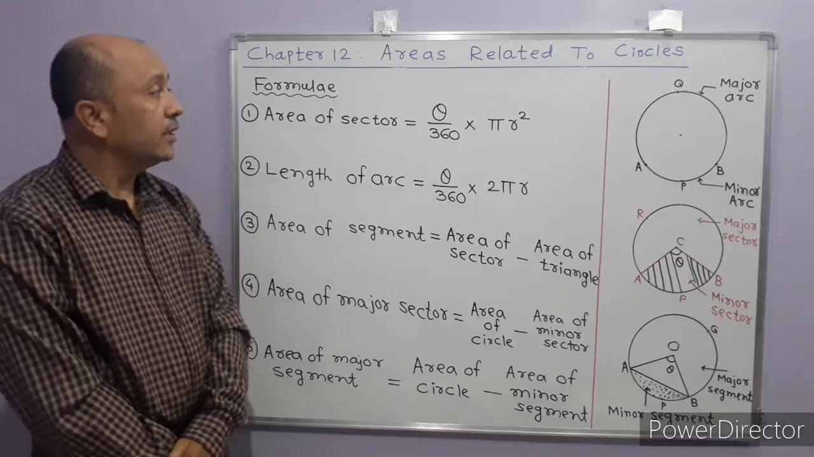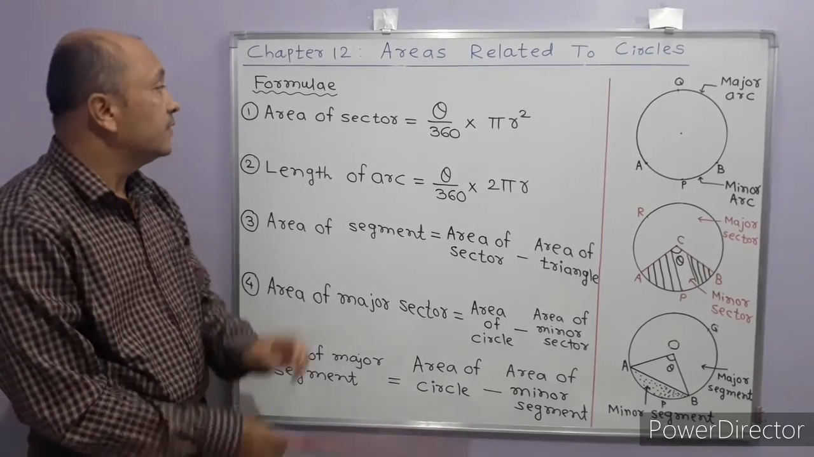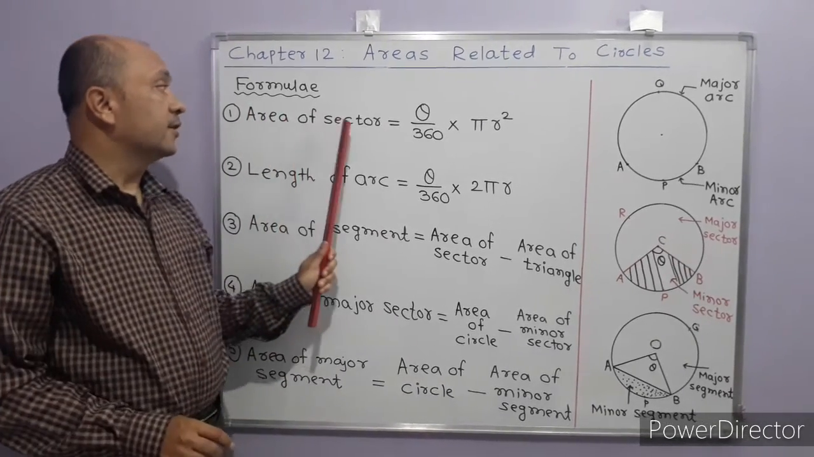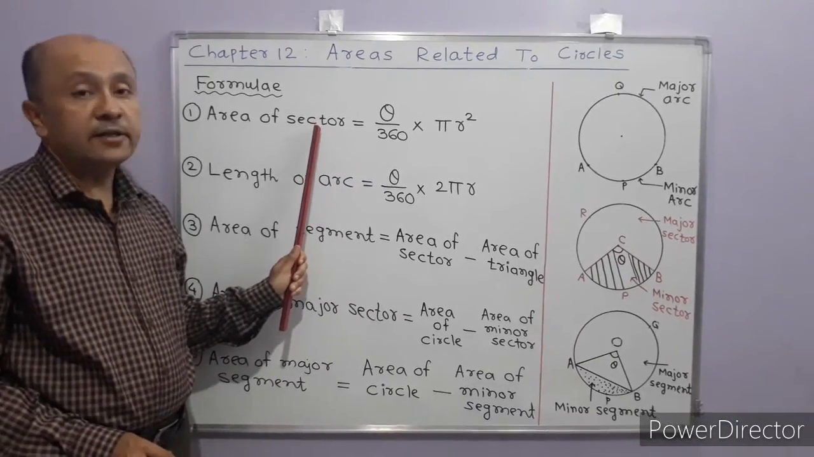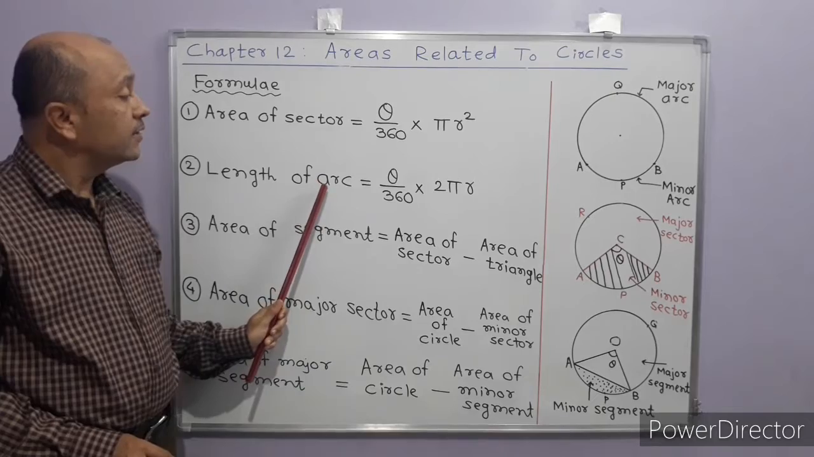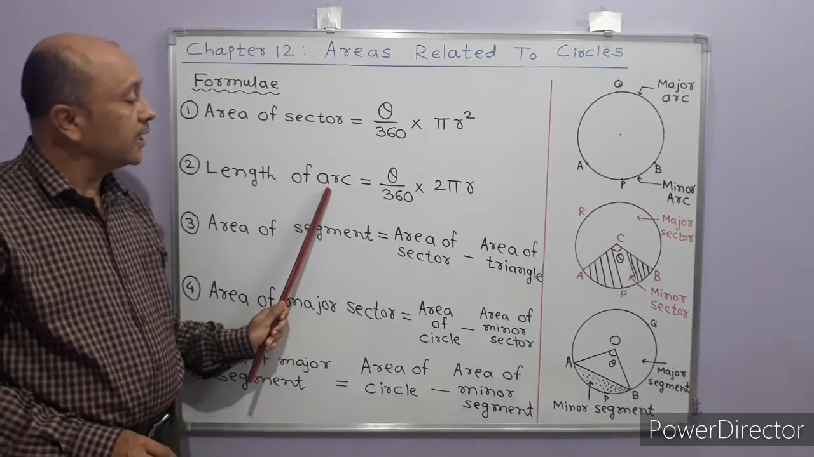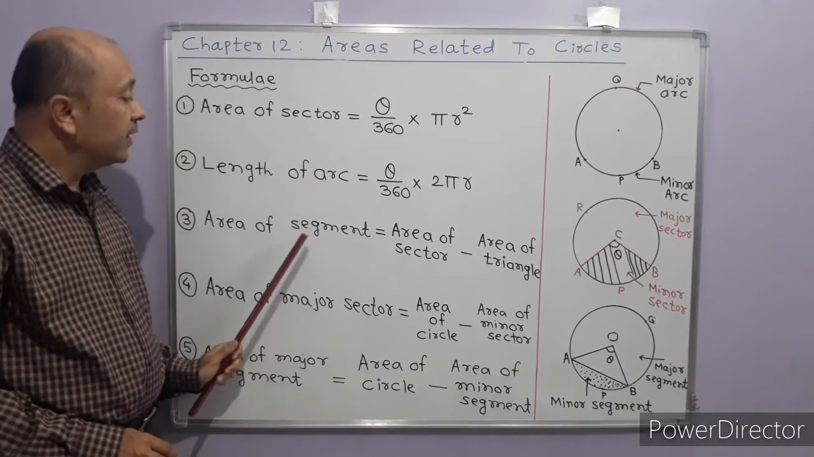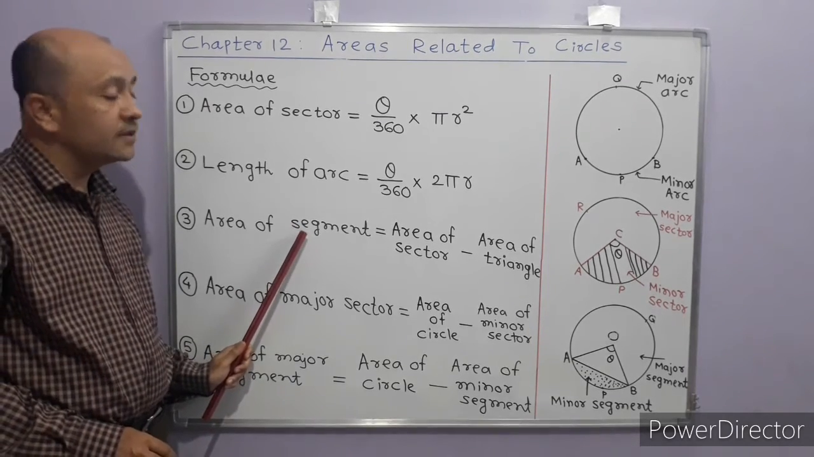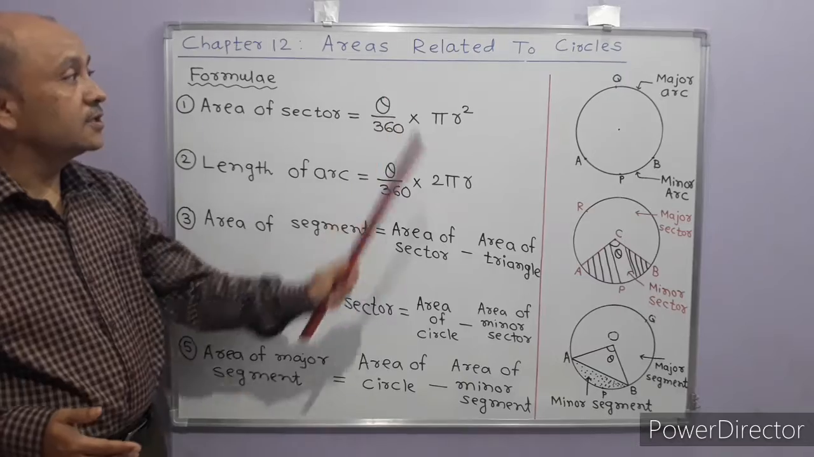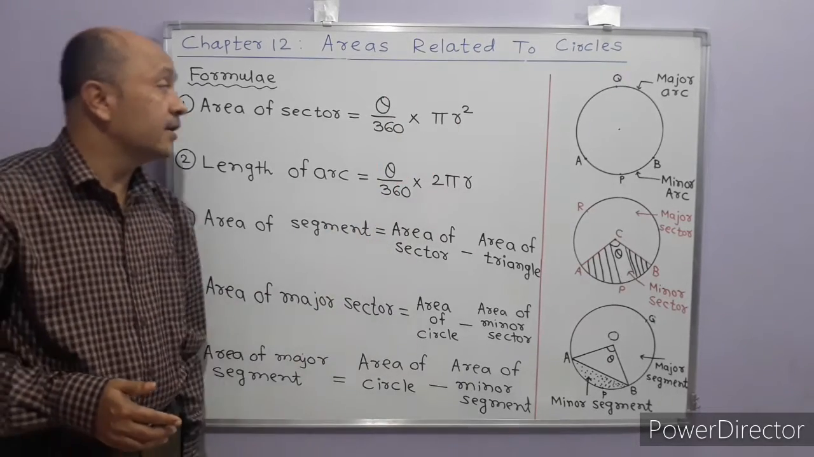See students, there are very important formulae which are already given here. Whenever the word sector is used, it means the minor sector. Whenever only the word arc is used, that time it is the minor arc. Whenever only the word segment is used, that is called the minor segment. The figures are already there. You can refer to the figures also.